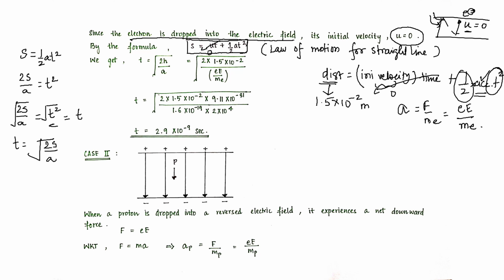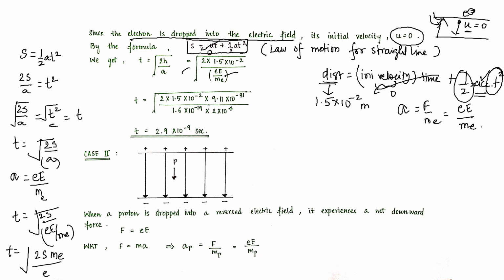Now from the previous equation, what is the value of a? a equals eE by mass of electron. Substituting this a over here, we will get this particular equation. See, I will write over here the equation we are getting: t equals under root 2s upon eE by m_e. Rearranging it, we will get t equals under root 2s m_e upon eE.